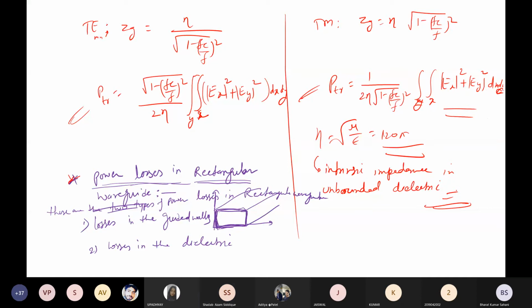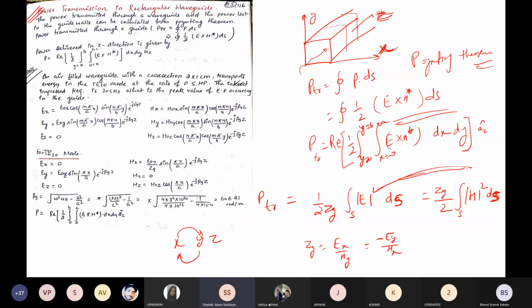Now we will go through this problem which we have here. The problem given here is: an air-filled waveguide with a cross section 2 cross 1 centimeter transports energy in the TE10 mode at the rate of 0.5 HP. So this is the energy transport rate which is given here, 0.5 HP.